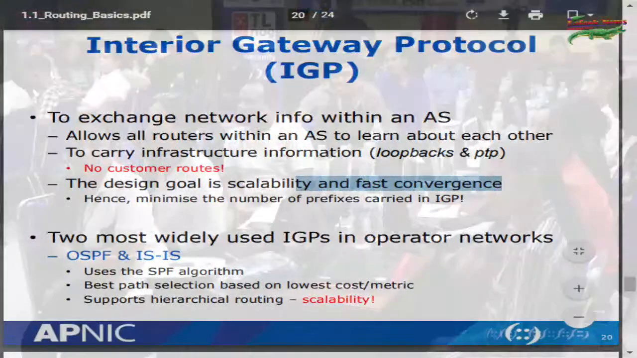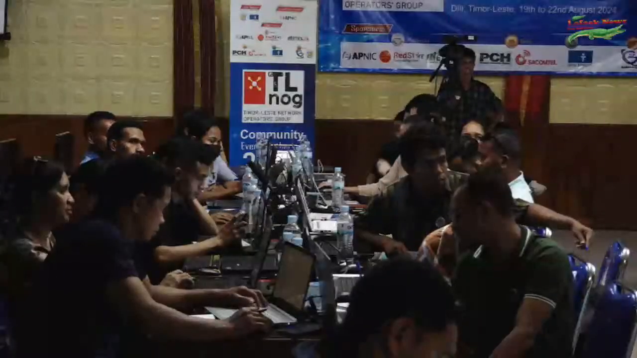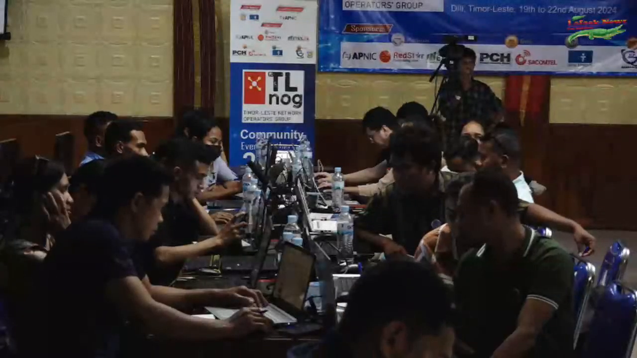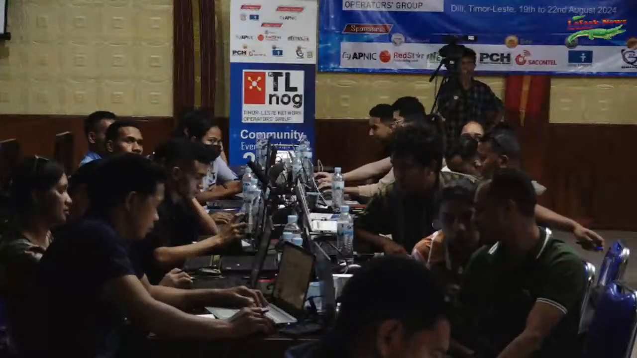Anyway, both of them are actually two very popular interior gateway protocols. One is called Open Shortest Path First, the other one is called Intermediate System to Intermediate System.